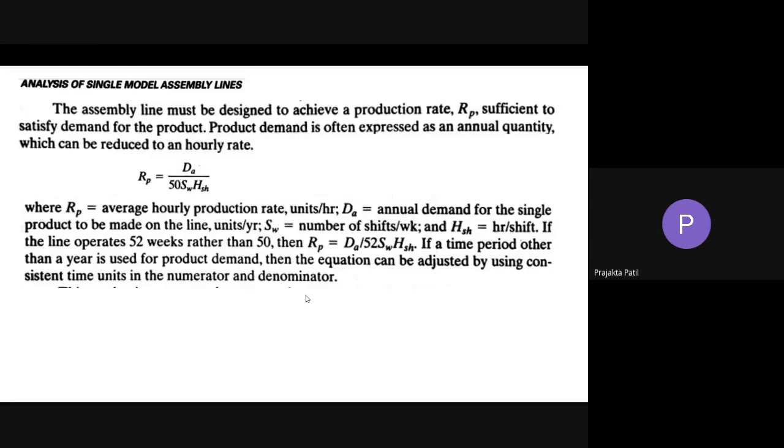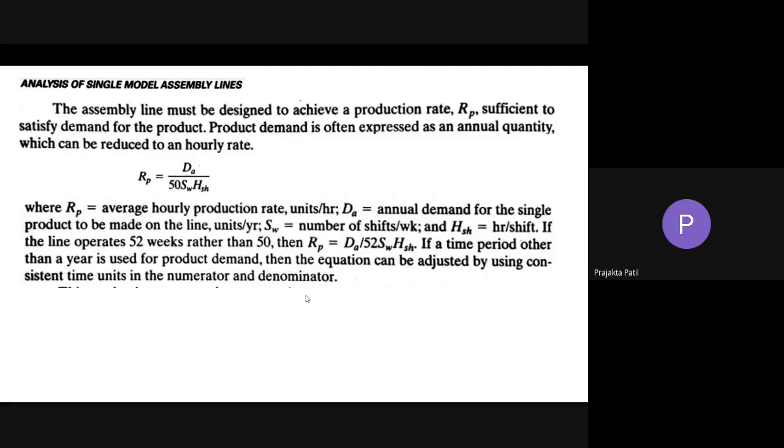So here we know that Rp is the average hourly production rate. The unit is units per hour. What is Da? That is D subscript A. It is the annual demand for the single product to be made on the line, and the unit is units per year. Sw, we know it is the number of shifts per week. Hsh is hours per shift.